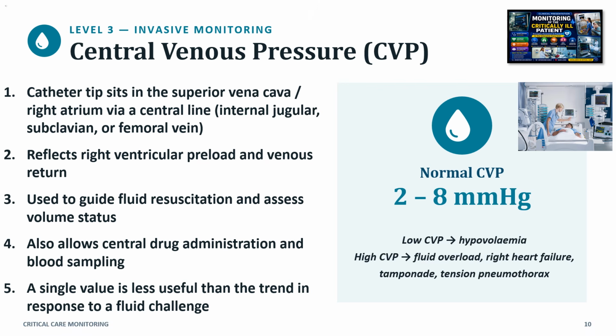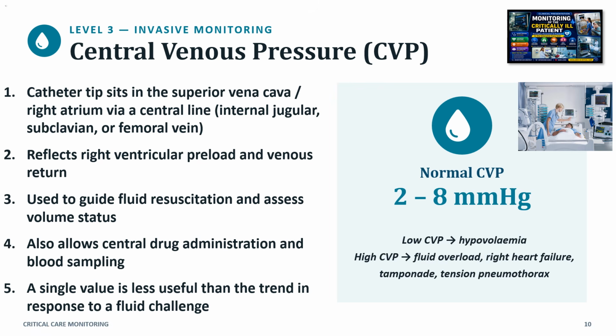3. Used to guide fluid resuscitation and assess volume status. This helps decide whether the patient needs more fluids or fluid restriction. 4. Also allows central drug administration and blood sampling. This enables safe delivery of vasopressors and irritant drugs that cannot go peripherally. 5. A single value is less useful than the trend in response to a fluid challenge. This is because CVP is affected by many factors, so change over time is more meaningful. Normal CVP, 2 to 8 mmHg.